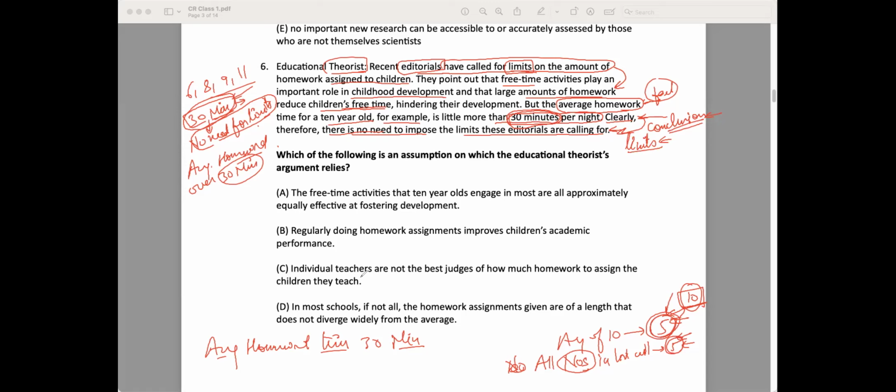Okay. So when you see option D, the assumption is that in most schools, if not all, the homework assignments given are of a length that does not diverge widely from the average. Because if they diverge widely from the average, if they diverge a lot from 30 minutes, that means it's a possibility that some of the numbers are very high. And in that case, there would be a need to put limits on those homework times. Does that make sense?